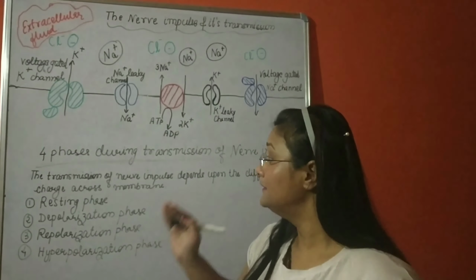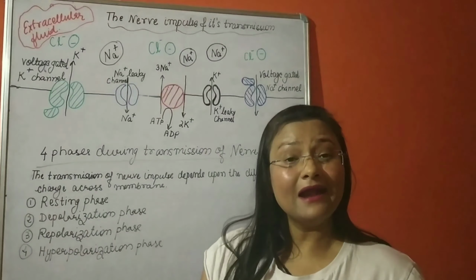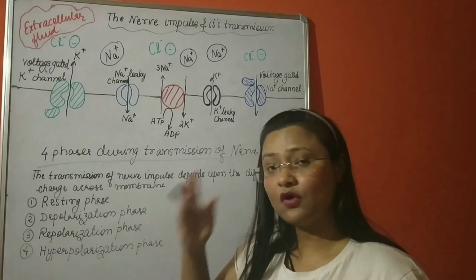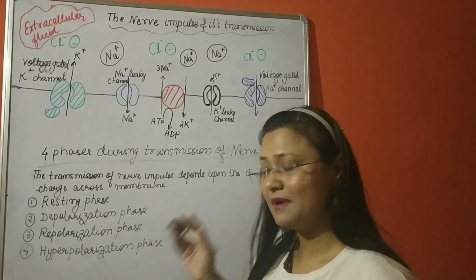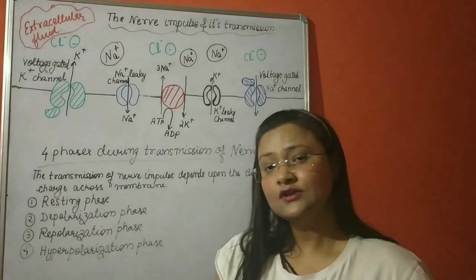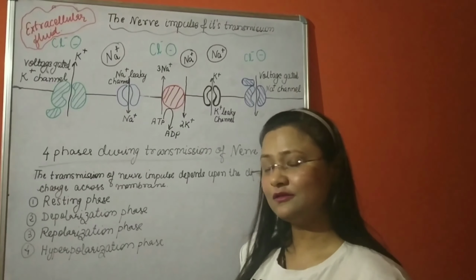But after the neuron is repolarized, it doesn't stop at minus 70 millivolts. More and more positive charge leaves the membrane and the membrane becomes hyperpolarized. So now let us understand all these phases in detail and also understand their graph.